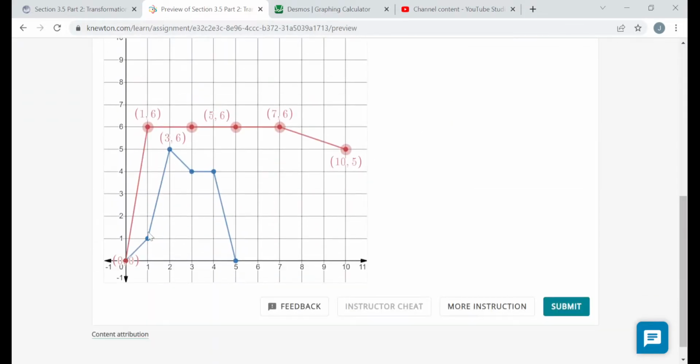Now 0, 0 would stay at 0, 0. 1, 1 would go to 2, 1. Right? The distance gets doubled. The distance from the y-axis is doubled. It's a horizontal stretch by a factor of 2. This point here, 2, 5 would go to 4, 5. This point here, 3, 4 would go to 6, 4.